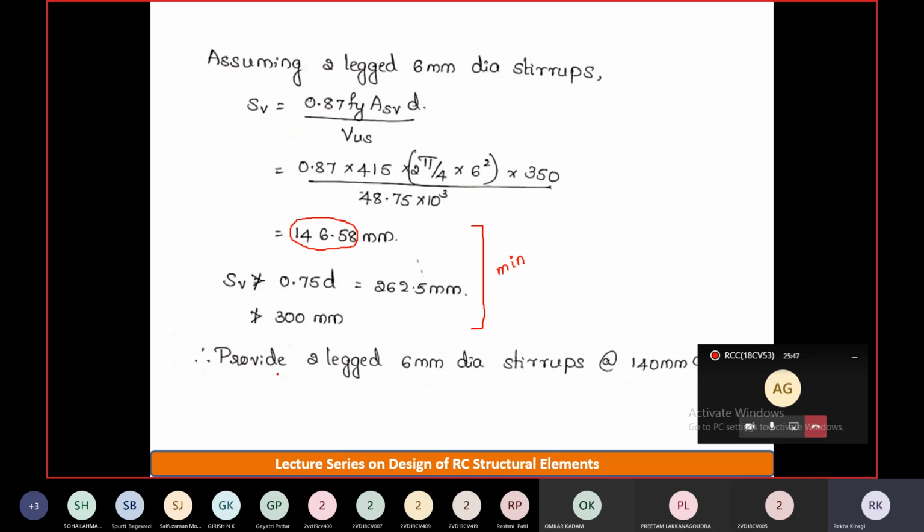And now we can write that provide 2-legged 6 mm diameter stirrups at a spacing of 1 center to center. Remember, spacing is to be rounded off to lower digits and number of bars will be rounded off to higher order. So here you cannot consider it to be 150 mm center to center. You need to consider less than 146 mm. So we have considered the spacing between the stirrups as 140 mm center to center.